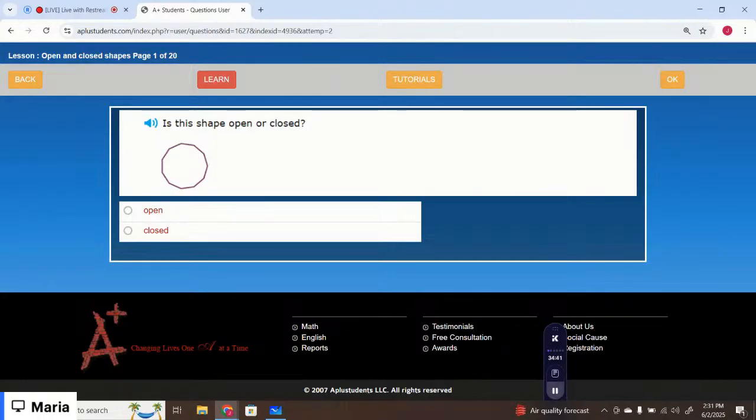Is the shape open or closed? That is a closed shape, right? If you start tracing the shape, you start and end at the same point, that means the shape is closed.